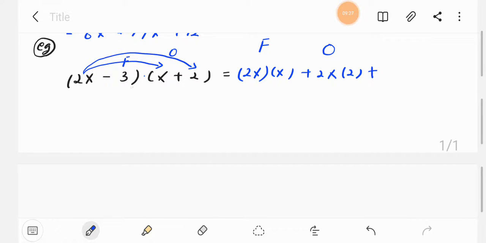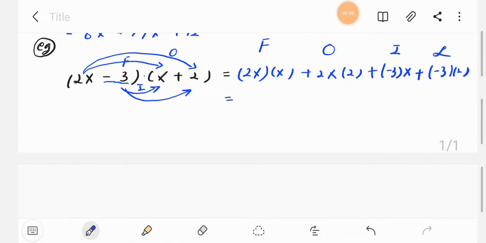And then plus multiply the inner terms. This is the inner terms. So this will be minus 3. So negative 3 and x. So multiply negative 3 and x. So this will be the inner term. And then finally, the last terms. So plus negative 3 times the last term. So negative 3 times 2. So this is the last term, right? Can you see it?